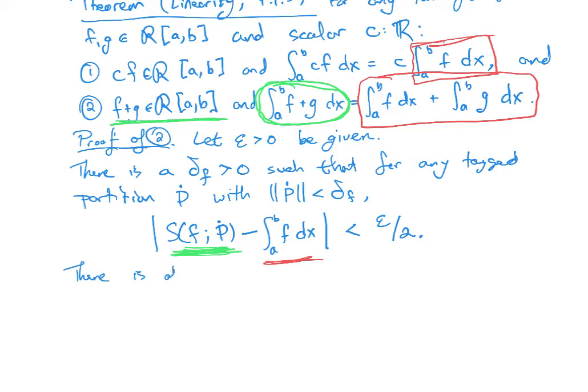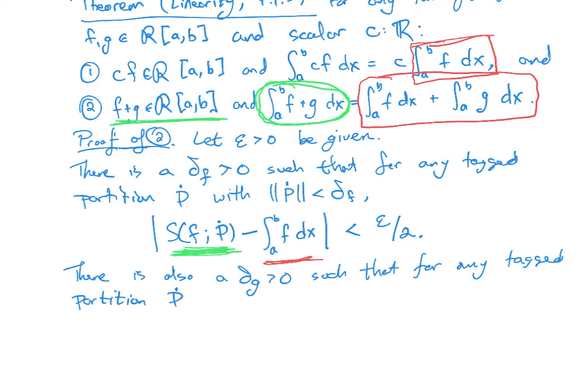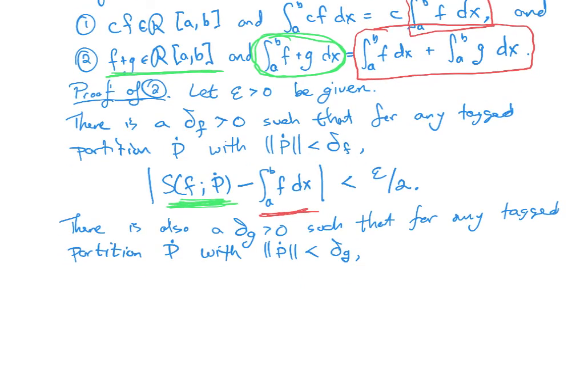So there is also a delta G such that for any tagged partition P dot with norm less than delta sub G, we have the same condition, but with G. Okay.